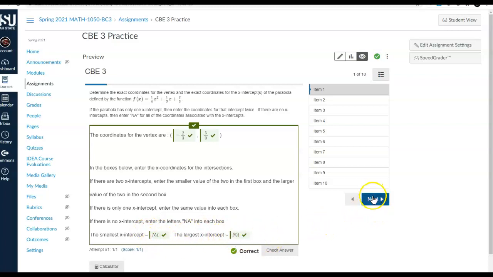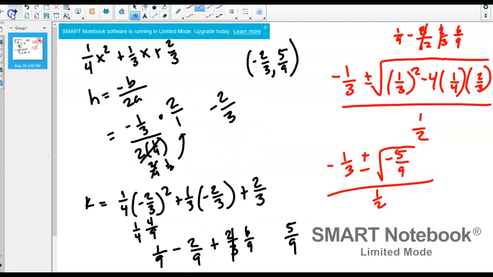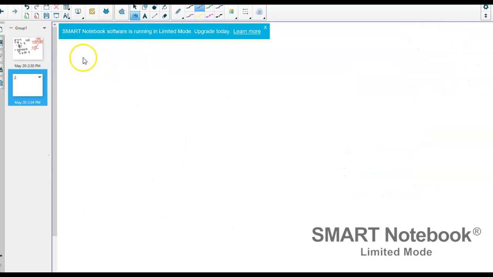Okay, question 2 is going to want me to take this vertex that's at negative 4, negative 3. That's my h and my k. And then I've got a point 0, negative 1, and I'm going to use that form to find my equation, and then I can use that to find my y-intercept as well. So if you guys remember, we use this formula, y equals a times (x minus h) squared plus k. It tells me h and k.